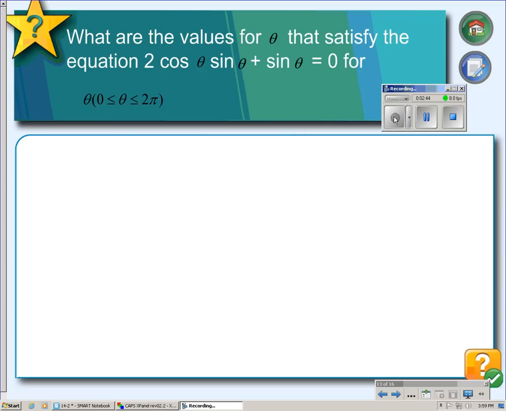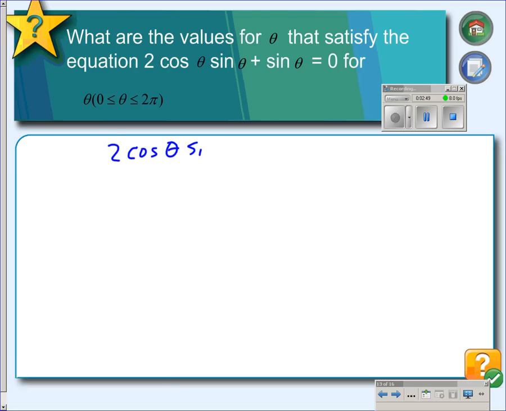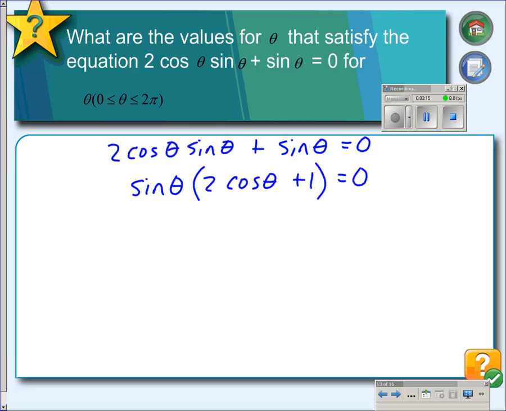Okay, this one's a little bit different. We have 2 cosine theta times sine theta plus sine theta equals 0. And we want to solve this for theta and get all the answers in the interval from 0 to 2 pi. So what we're going to do here is we're going to factor out a sine theta. Since both parts of this equation have a sine theta, we'll divide that out. That leaves us with 2 cosine theta plus 1, like so.